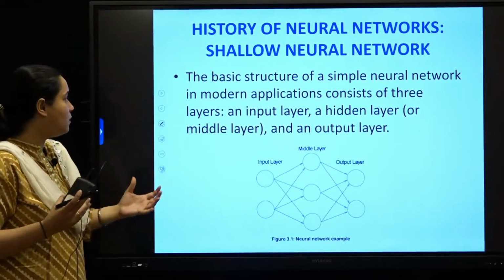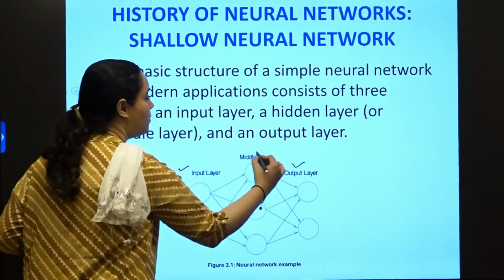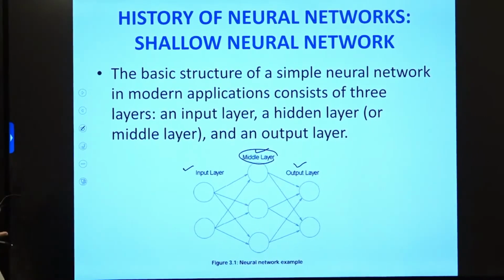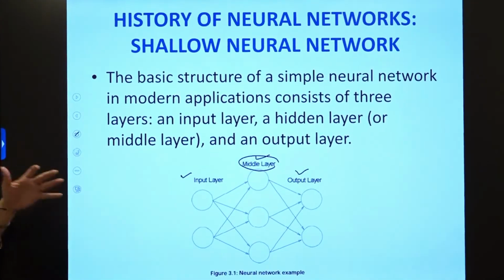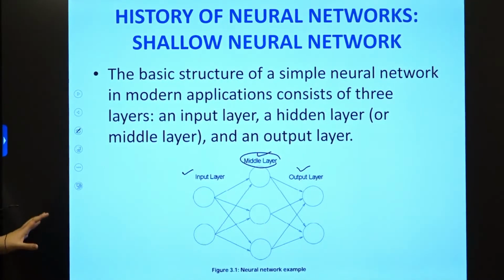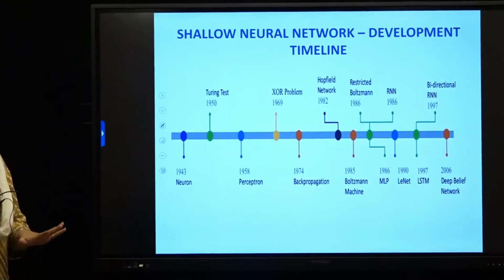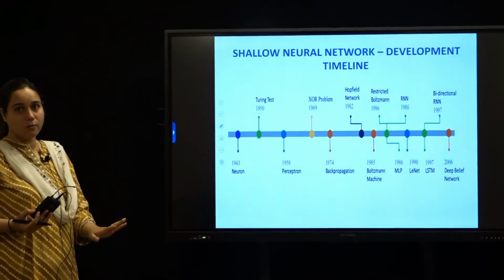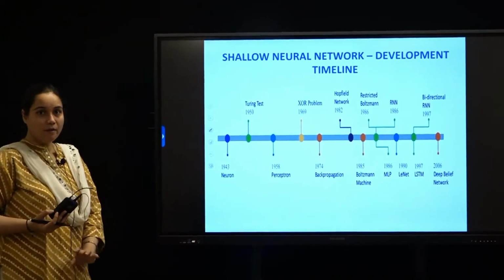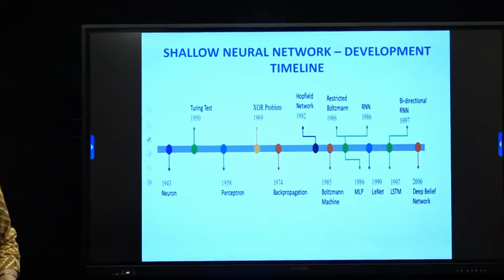The shallow neural network, as you can see, consists of three basic layers: the input layer, the output layer and the middle layer. This middle layer is what we call a hidden layer. This is a very simple structure of a neural network, and we call it a shallow neural network. Now this is about the development timeline of the shallow neural network. Please focus on the diagram, and I shall give you the details of the shallow neural network timeline.